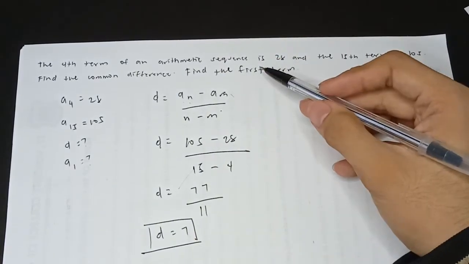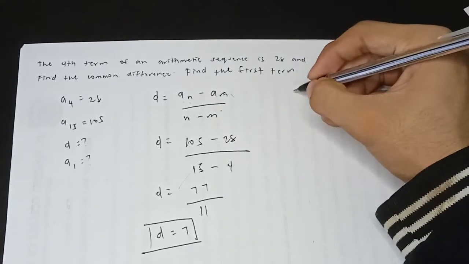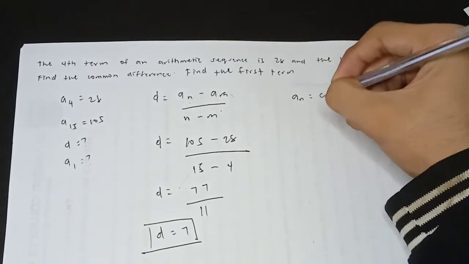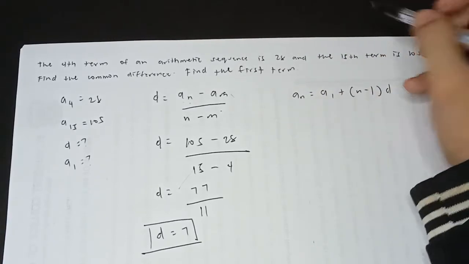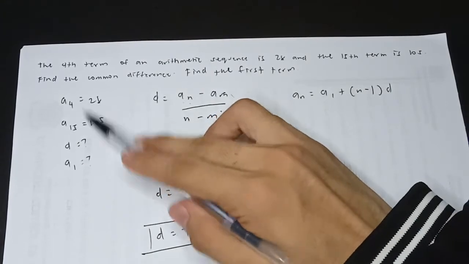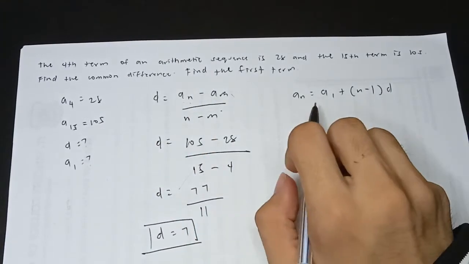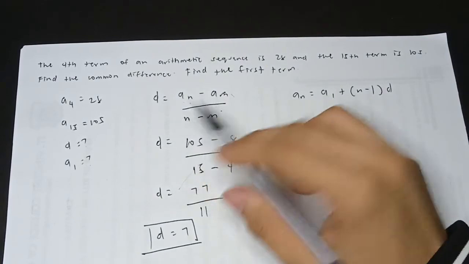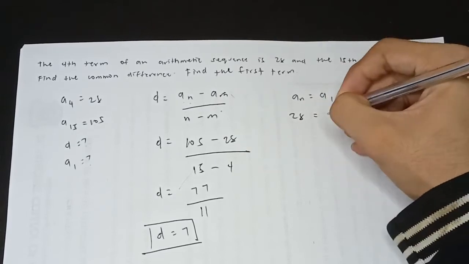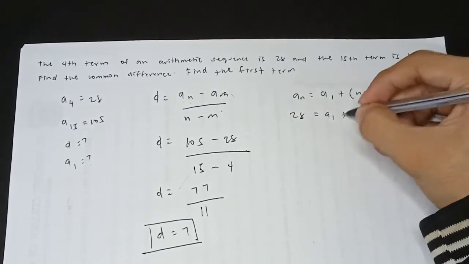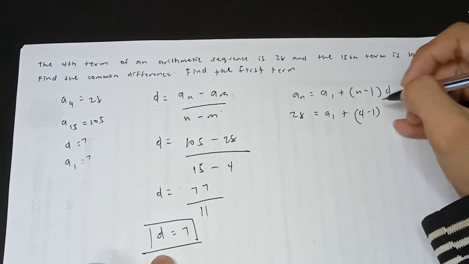Next naman natin kunin is yung first term. So, since first term naman yung nahanap natin, pwede na natin gamitin tong formula na to. A sub n is equal to a sub 1 plus n minus 1 times d. So, pwede tayong gumamit ng kahit na alin dito sa dalawa. Pero mas maganda kung mas mababa na lang gamitin natin since mas malapit siya dun sa a sub 1. Okay, so a sub n natin is a sub 4 which is 28. A sub 1, missing siya, plus n natin is 4. Minus 1 times yung d natin na nakuha.